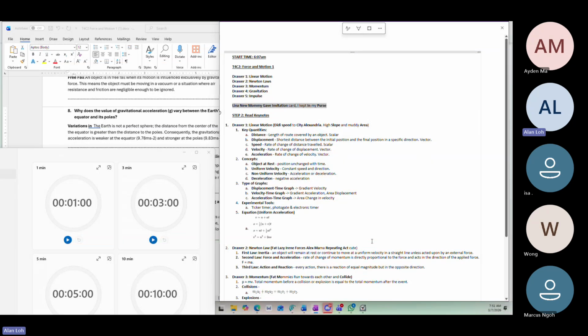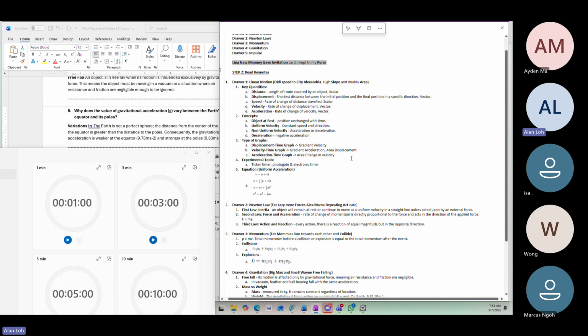Then you can explain accelerations. Then you can also further explain the slope and the area. What is this? Right? So for these types of graph, the gradients of different types of graph will have different meanings. For the area, different types of graph will have different meanings. Right? So that is drawer number one.